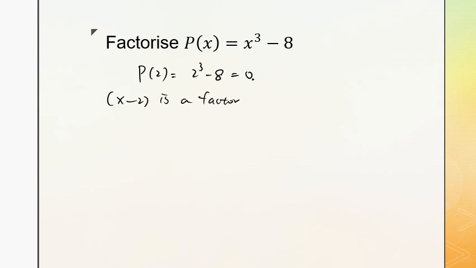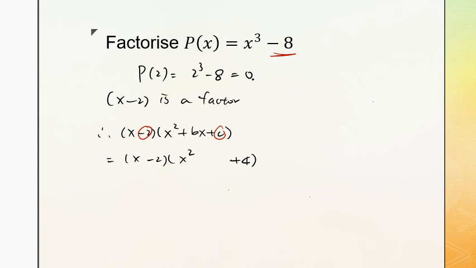Then you can try equating the coefficients. So x minus 2 times x squared plus bx plus c will be the factorizing form for the polynomial function. And then think about what's going to be the values for b and c. Negative 2 times c will give you the constant. Therefore, c will be equal to plus 4.